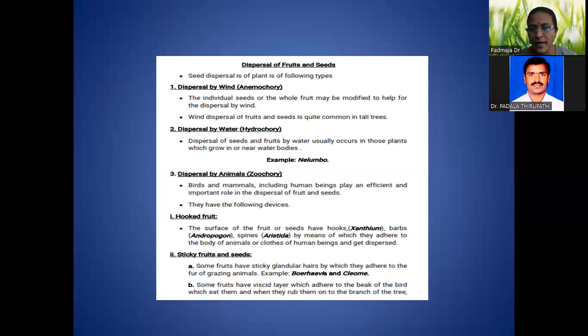For example, the cleome itself, the plant itself, if you touch the plant, it will be sticky. So the sticky nature, the seeds are also, due to the sticky nature, they will fix to the clothes, or they may be fixed to the animals' fur also.